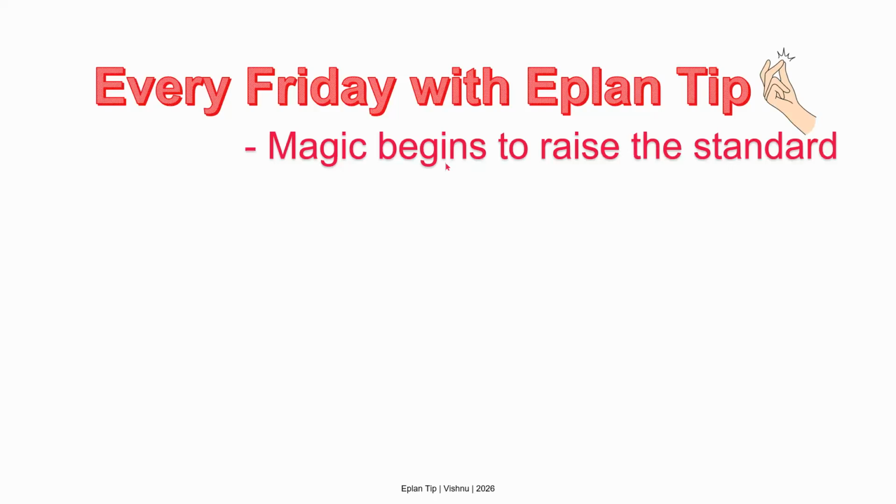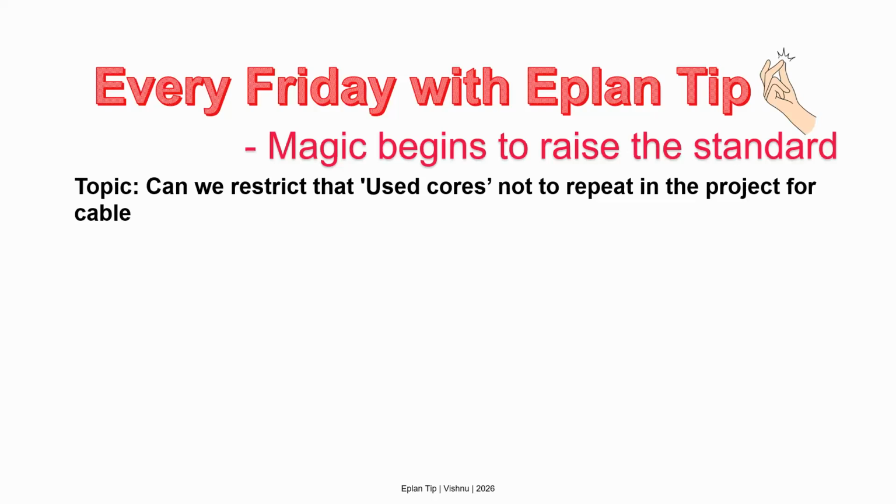Today's topic is another interesting one. What is that? If I'm using a cable, when I place that particular cable, it has a lot of conductors. In other words, I'm just saying cores. So when I place those conductors in the project, if I try to use that cable again, it should not allow me to place it.